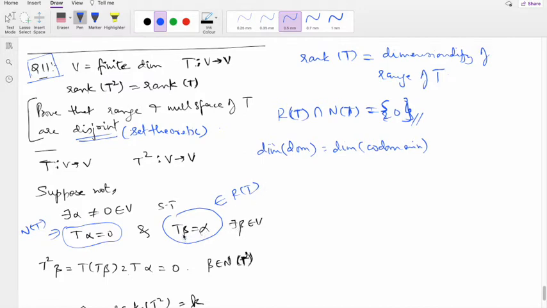I'll apply T once again on this equation. So T squared of beta becomes T times T of beta. T beta is alpha by definition. T alpha is zero because alpha belongs to the null space of T. So therefore, I can say that beta belongs to the null space of T squared, because T square beta is zero.